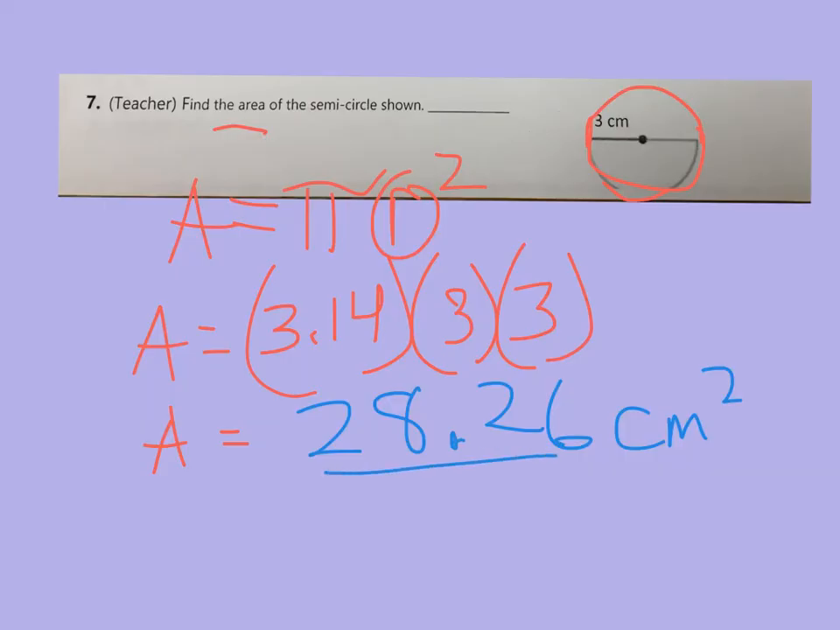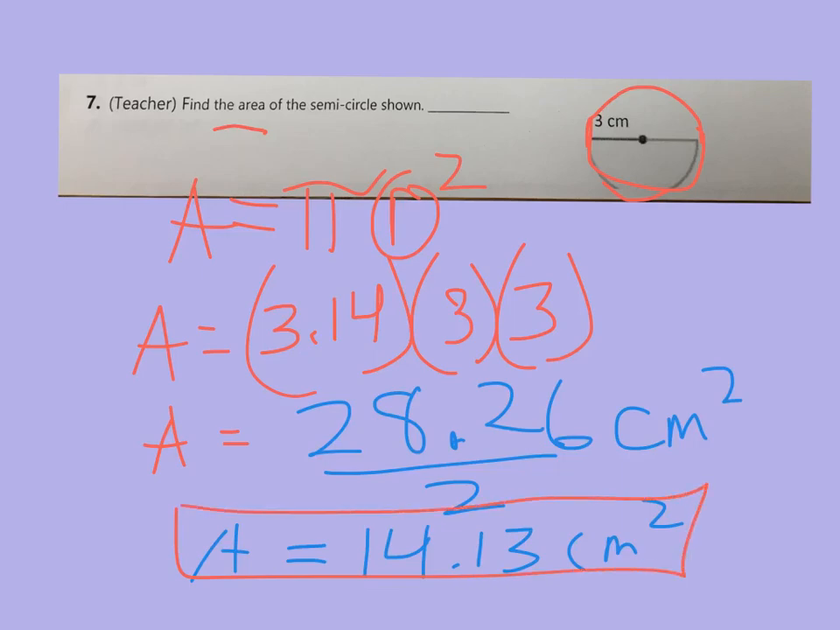So now I need to divide that in half for the semicircle, or half the circle. So the area of the semicircle is 14.13 centimeters squared. So that is our answer for the area of half this circle.